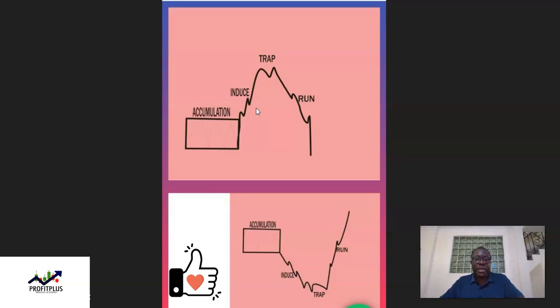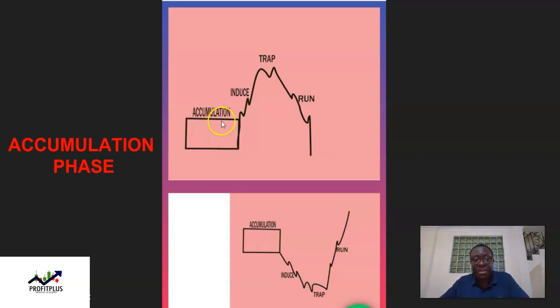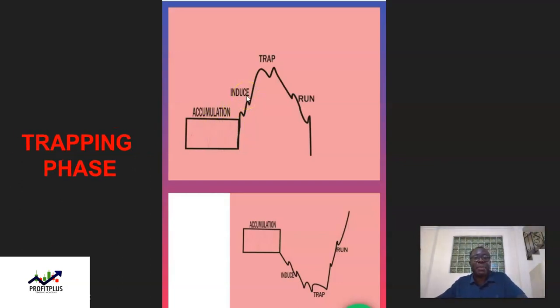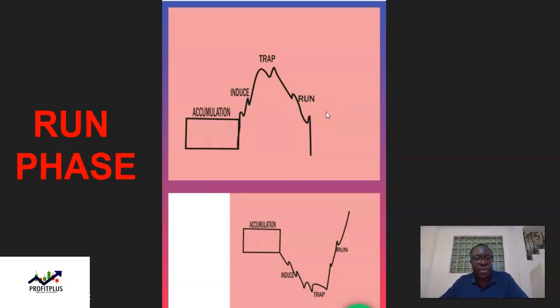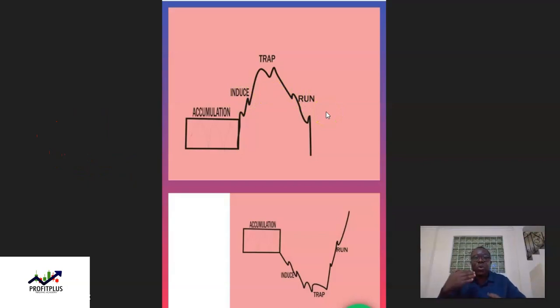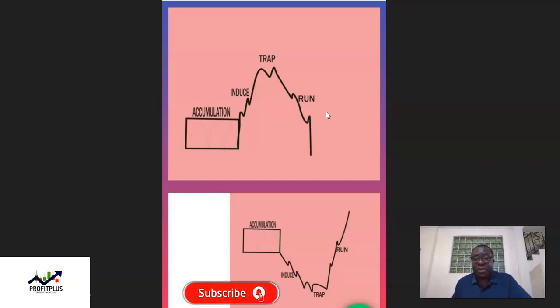All right, so let's go right into it. Here, the market has four phases, four cycles. It has four cycles beginning from the accumulation phase. Then the next is the inducement phase. The trapping phase is the third phase, and then the final phase is the run phase. And this happens over and over in different currency pairs. It doesn't matter the currency pair, whether you're trading instruments, whether you're trading gold, whatever it is, it follows this same cycle.